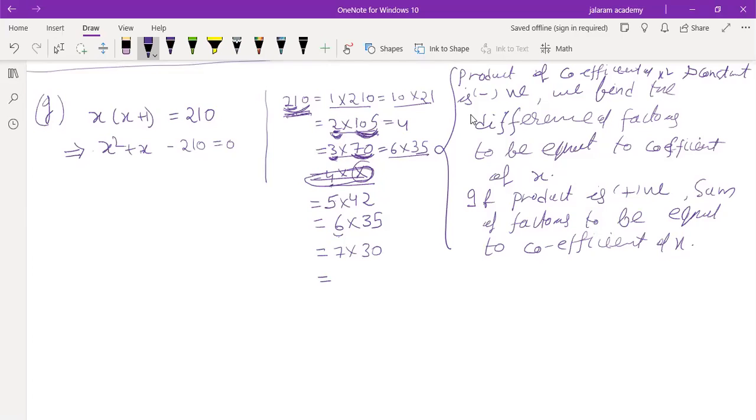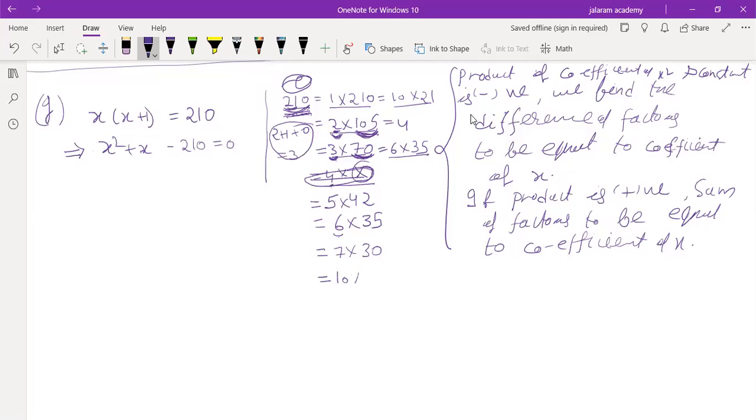Yes, sir. Next, 9. 9 cannot be the factor. Why? Can you tell me? If we add all the digits of 210, 2 plus 1 plus 0 equals 3. The sum of digits must be 9. If the sum of digits is 9, then only a number is divisible by 9. Is that clear to you? Okay, sir. So it cannot be divided by 9. So 9 is also not the factor.